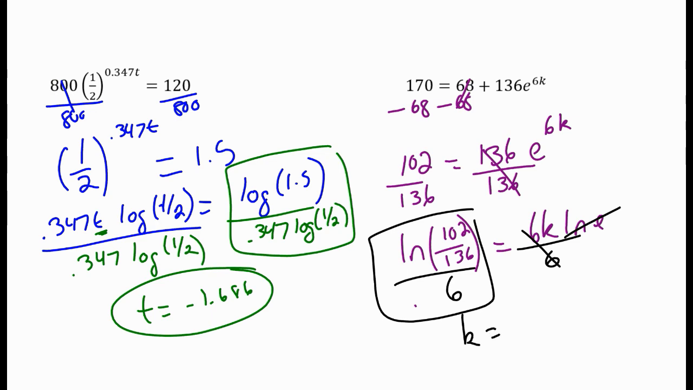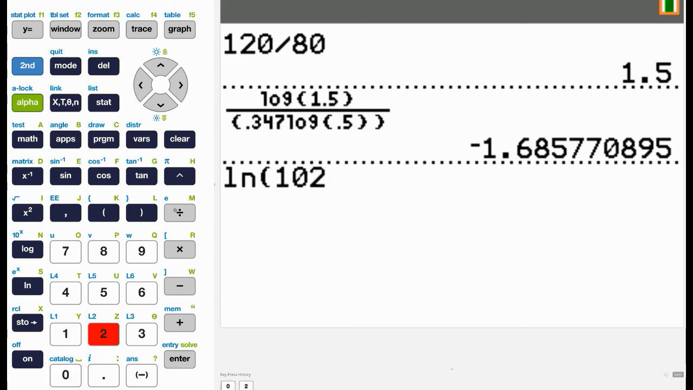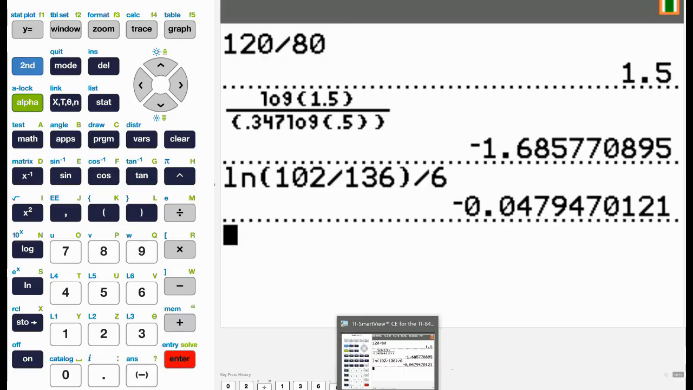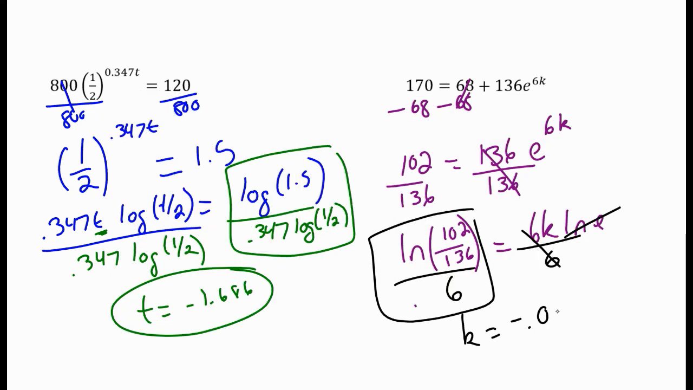What's it as a decimal? Well, let's do the natural log of 102 divided by 136, close that parenthesis, divided by 6. And guess what? If you had the fraction template, you could use that here. So k is approximately negative 0.048. So when we solve exponential equations, when the variable is trapped in the exponent, we log both sides. That's the strategy for solving these exponential equations.